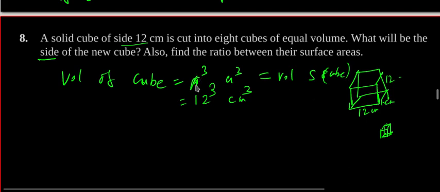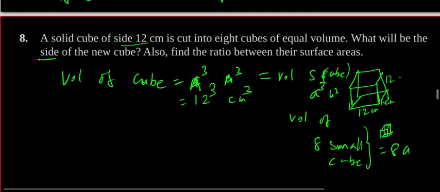If we consider the big cube's edge as capital A, and the small cube's edge as small a, then the volume of a small cube is a cube, unit cube. The volume of 8 such small cubes will be 8 into a cube, unit cube.